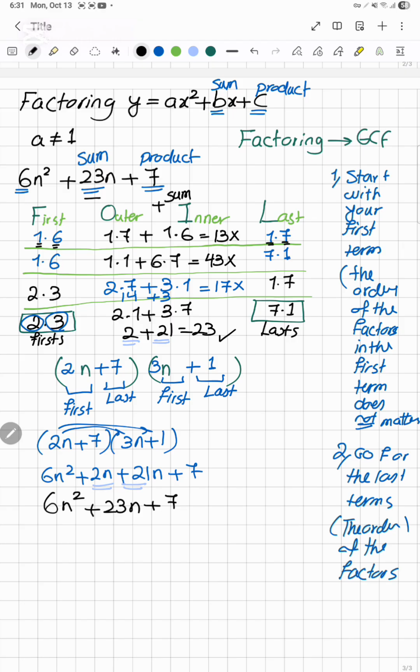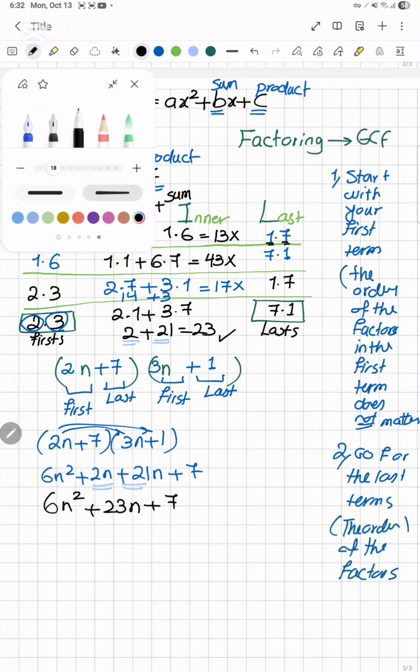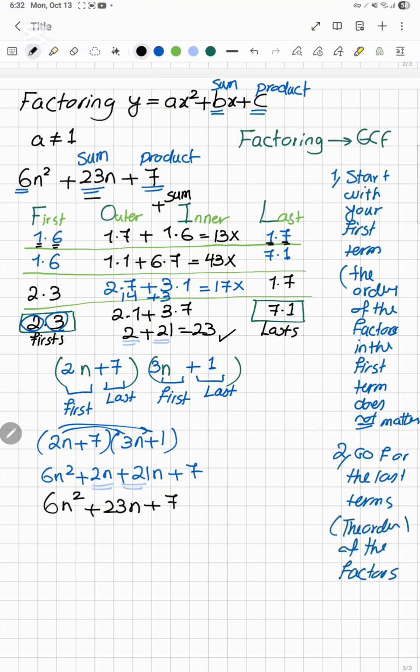I'm going to do one more question that I'm sure you're going to find very, very useful, and it's going to be this one. So, for example, look at this question, everyone.